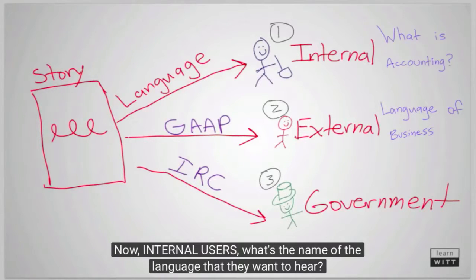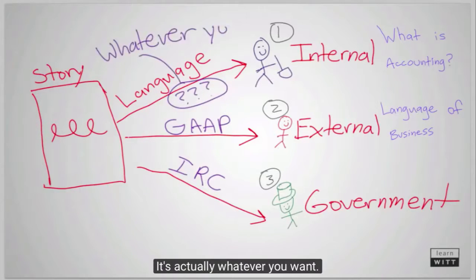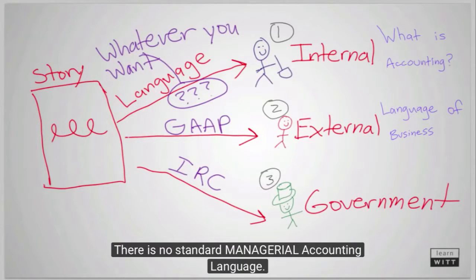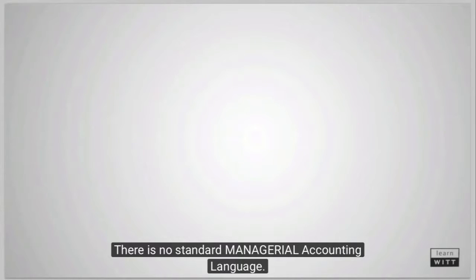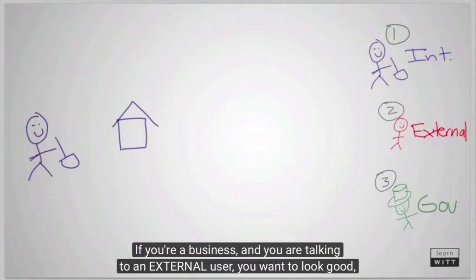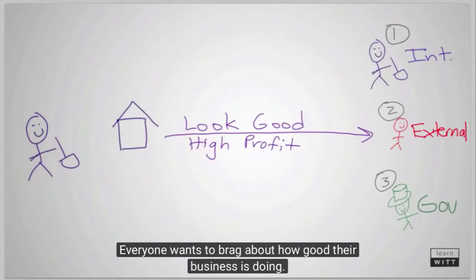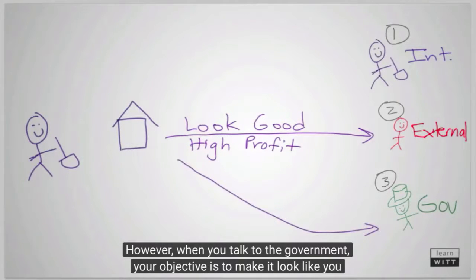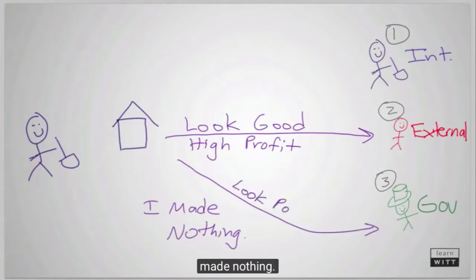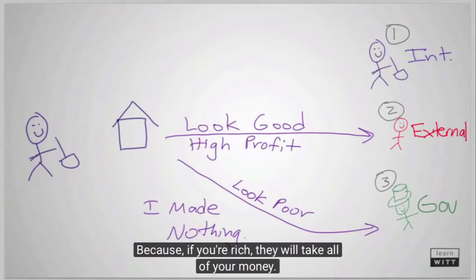Now, internal users, what's the name of the language that they want to hear? It's actually whatever you want. There is no standard managerial accounting language. If you're a business and you're talking to an external user, you want to look good or show that you made a high profit. Everyone wants to brag about how good their business is doing. However, when you talk to the government, your objective is to make it look like you made nothing. Because if you're rich, they'll take all your money.